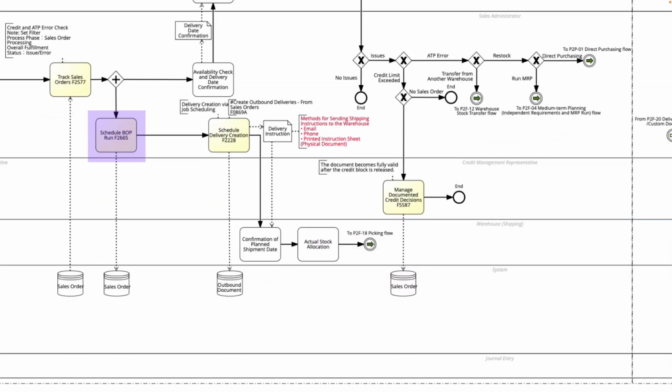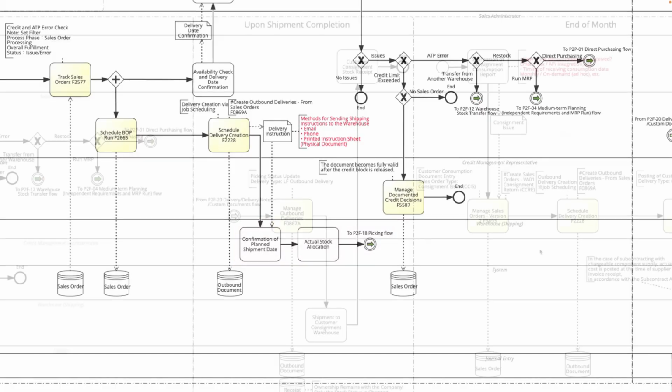If there are no errors, follow the Schedule BOP Run app, which will prioritize stock allocation based on the business priorities. Next, the delivery can be scheduled manually using the Create Outbound Deliveries app, depending on the number of orders being processed. If you want to schedule the delivery automatically, use the Schedule Delivery Creation app. After confirming the shipment date and allocating stock, the warehouse team picks and packs the goods in preparation for shipment to the customer. This is the end of the as-needed section of the flow.